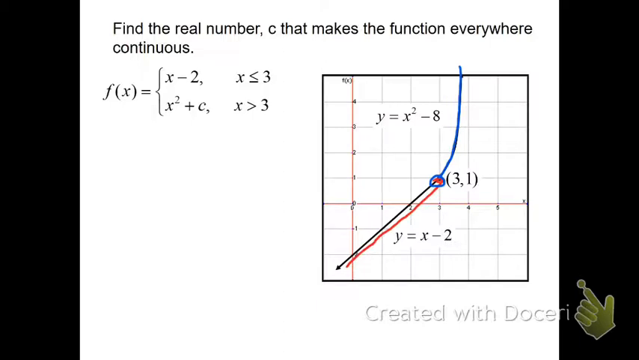And that is because we ended up finding that c was negative 8, and that's what the graph looks like when you put it together. All right? So if I had to justify it, I would say the left-hand limit as x approaches 3 is 1. The right-hand limit as x approaches 3 is 1. And f of 3 is 1 because that's the one that has a solid point here.